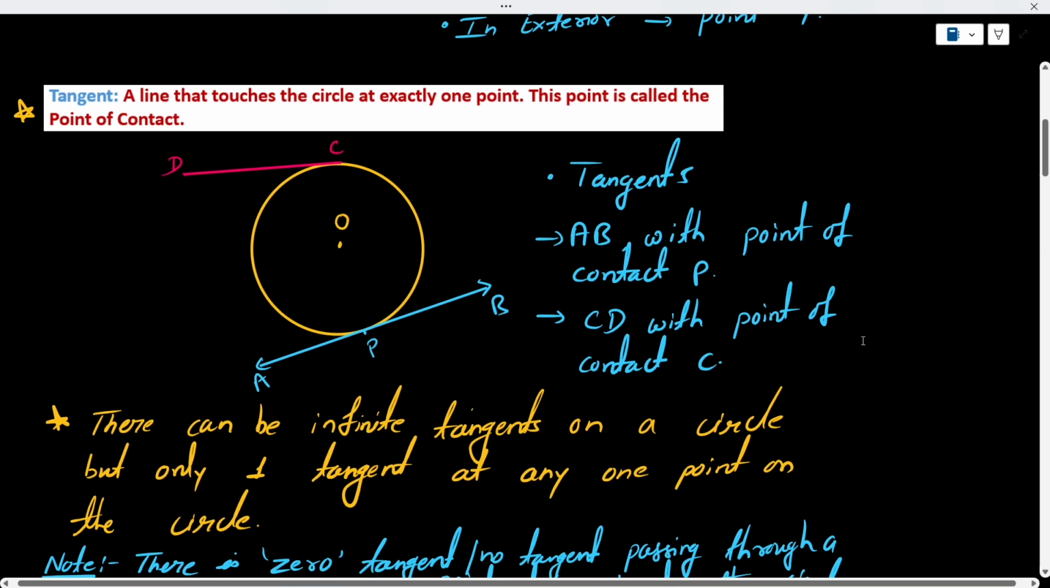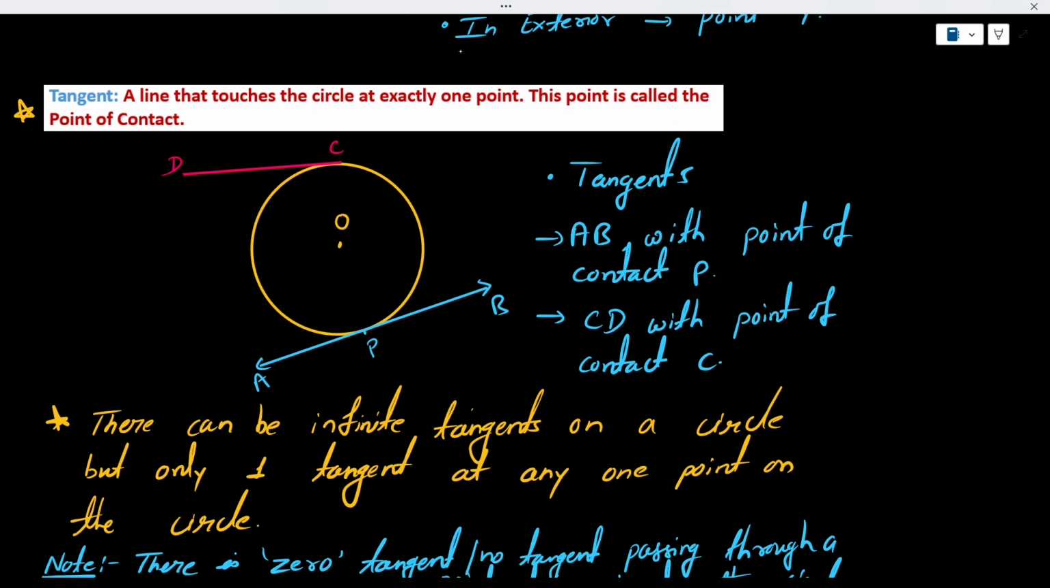So what is the meaning of tangent? A tangent is nothing but a line which touches the circle at only one point. So if you see here, AB is a tangent which is touching the circle at P only, right? If it is touching more than one point, then it becomes a secant. Any tangent can be a line segment. You can see that CD is a line segment. So I can measure the length of CD, right? It is touching the circle at C.